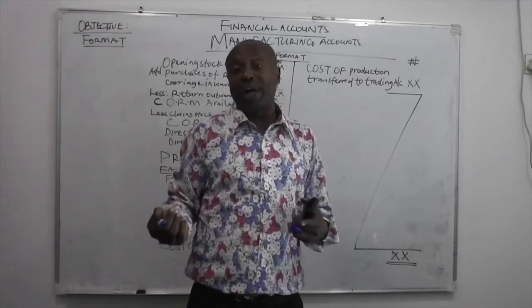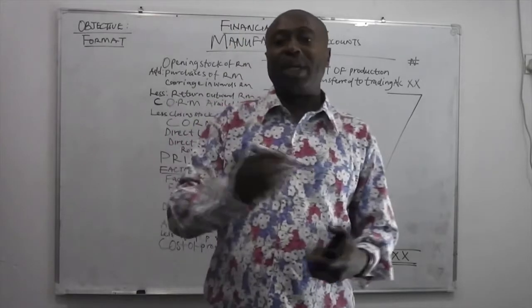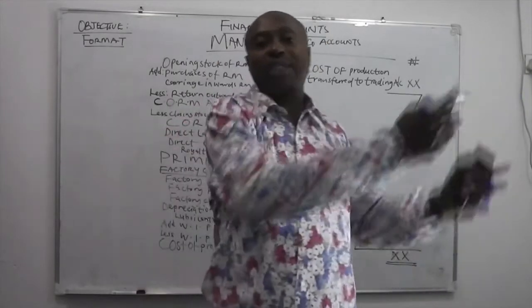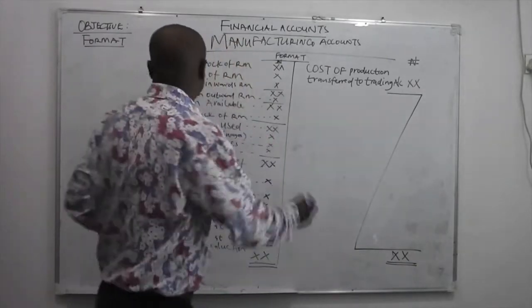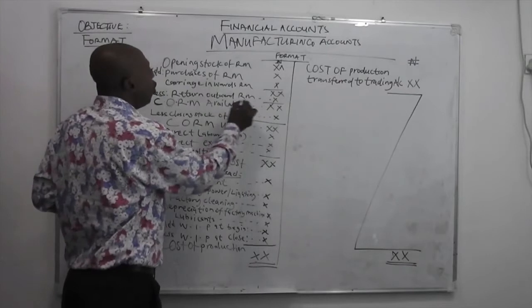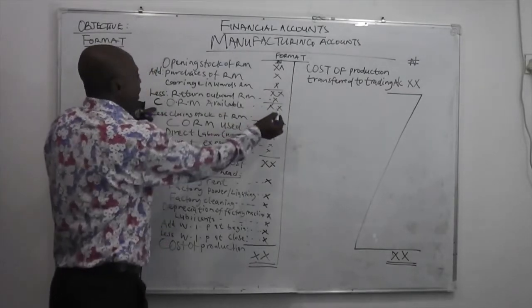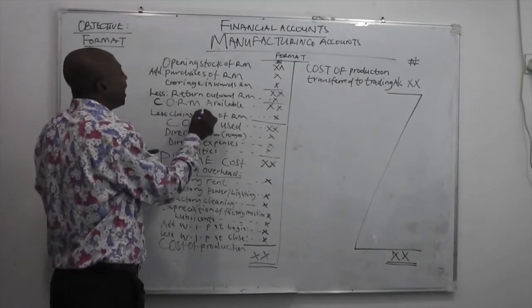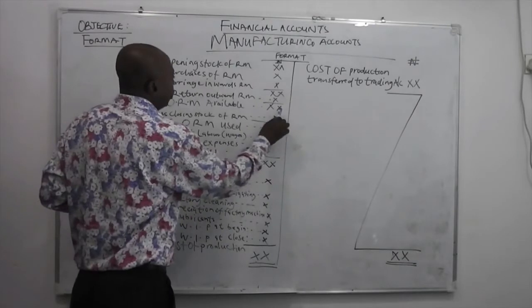Or they are wood, for example, if the wood is bad or has been eaten by termites, you have to return that set of goods back to your supplier. The worth of the goods that you return will be deducted from this figure. Then you will have a figure which we call cost of raw material available for use.